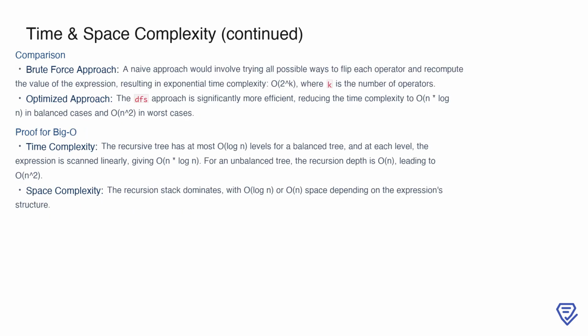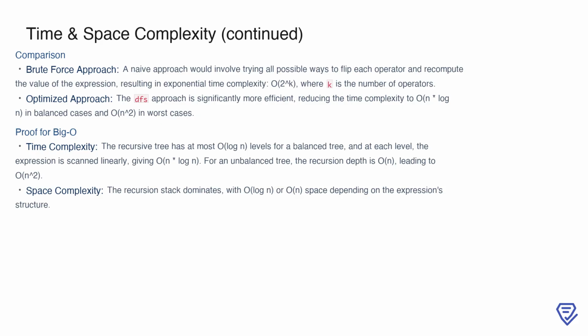To compare, a brute force approach to solving this problem would involve trying all possible ways to flip each operator and recomputing the value of the expression. This would result in an exponential time complexity of O(2^k), where k is the number of operators. In contrast, the optimized DFS approach is significantly more efficient.